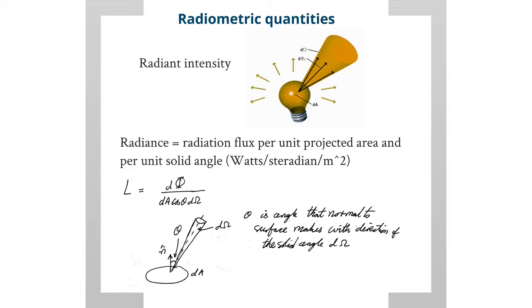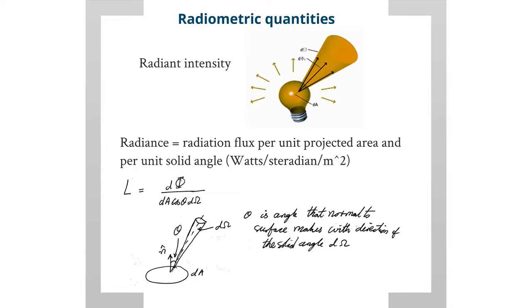So radiance is basically similar to candelas. It's radiation flux per unit projected area per unit solid angle, watts per steradian per meter squared. And it is defined by this L. It is d phi, where we are looking at a surface here, and we're looking at a particular direction, which is defined by this dashed line here. That's the normal to the surface. Theta is the angle between the direction we are looking and the normal.